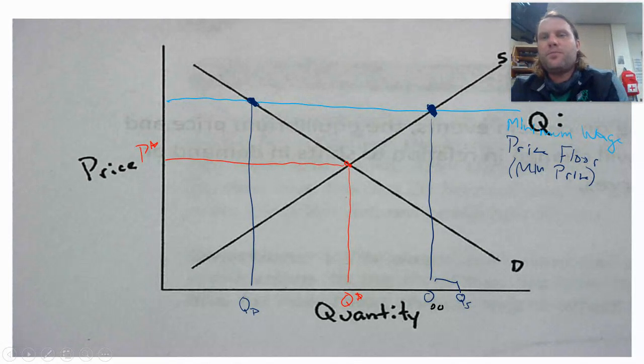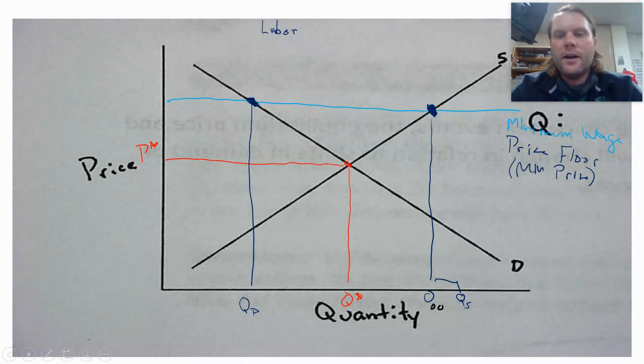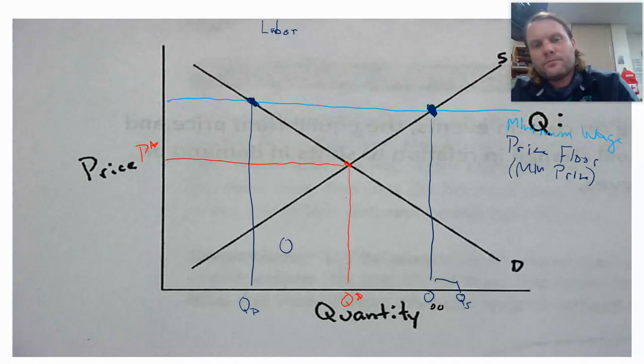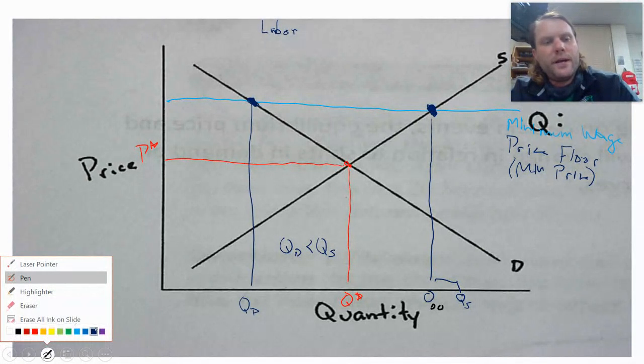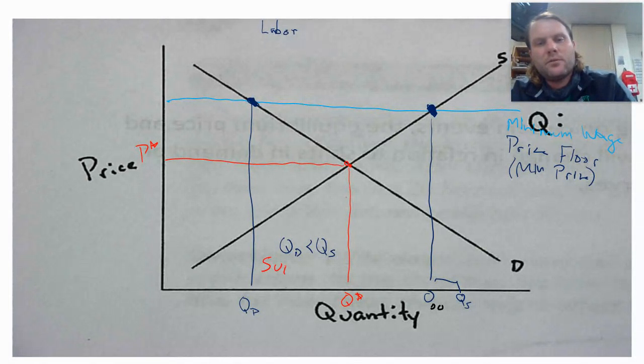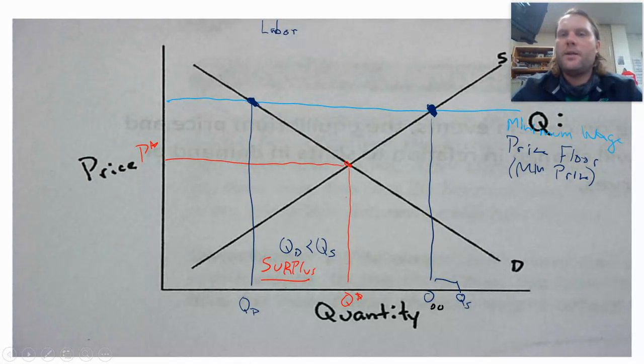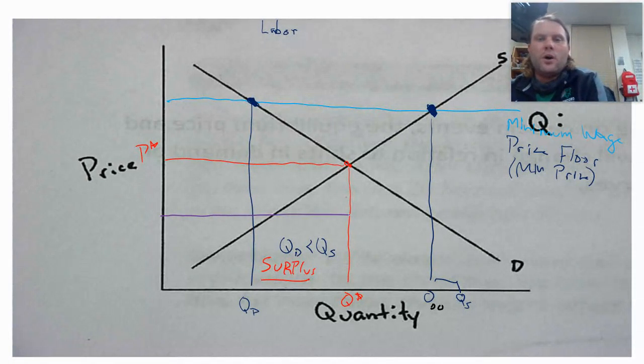Okay, so if we set this price too high, and again, this is the graph for labor, so what I get paid to do stuff, our quantity demanded is less than our quantity supplied. This creates that fancy thing we talked about the other day. This creates a surplus. In this particular case, more people are willing to supply that stuff than are willing to demand it. Just like with our price ceiling, if we set this minimum wage too low, it's going to be ineffective.